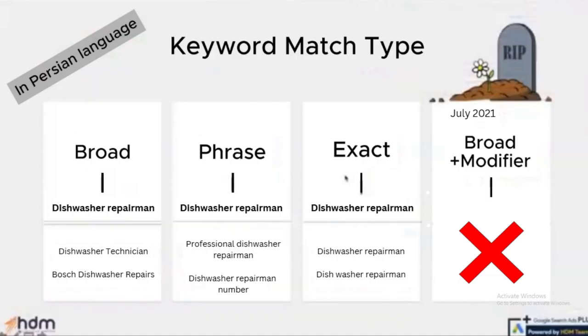Now, phrase match. Again, emphasize its Persian version. Don't make a mistake, guys. Suppose your keyword is dishwasher repairman. First of all, how did I know that this dishwasher repairman is a phrase? From these two double quotation marks. I recognized it from the appearance, okay? Now I want to check and see what search terms can trigger this.